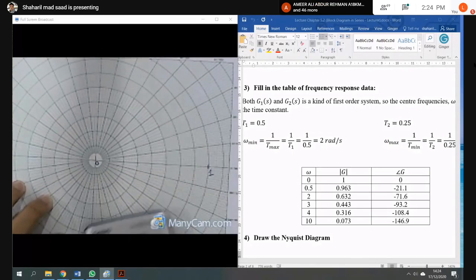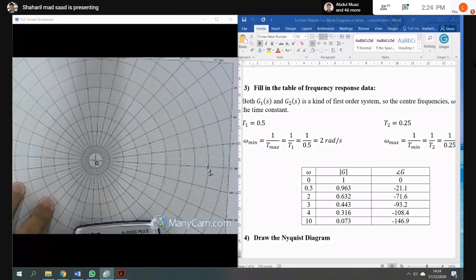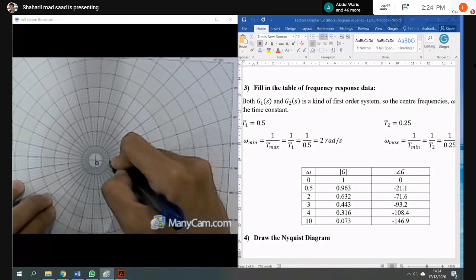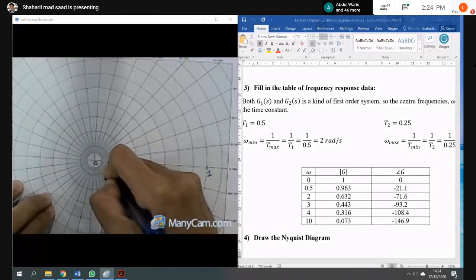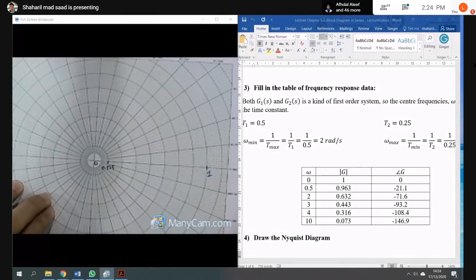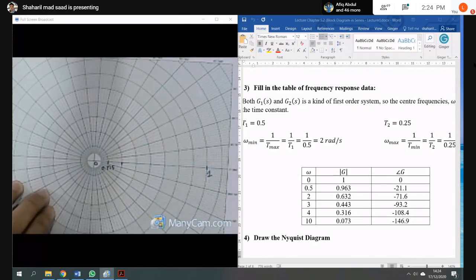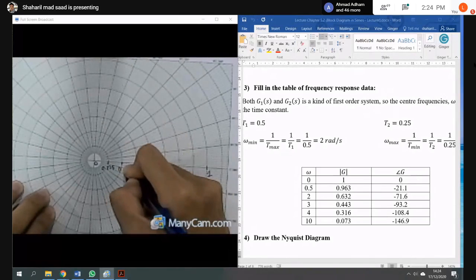1, 2, 3, 4, 5, 6, 7, 8. So I put it as 1. And this one is of course 0. Now, 1, 2, 3, 4, 5, 6, 7, 8. That means 1 divided by 8, so 0.125. For this one it will be 0.125, and this one will be times by 2, 0.25.